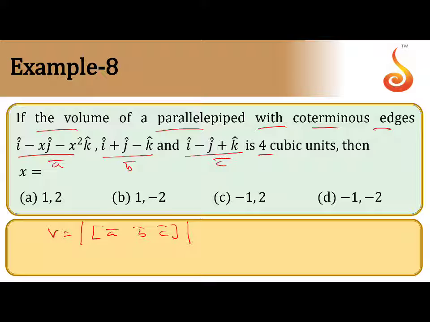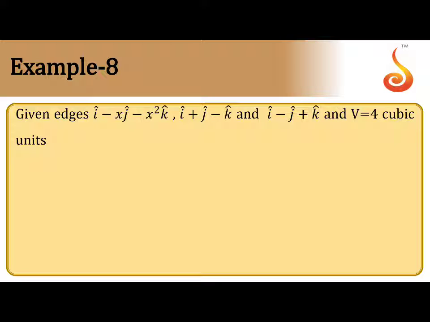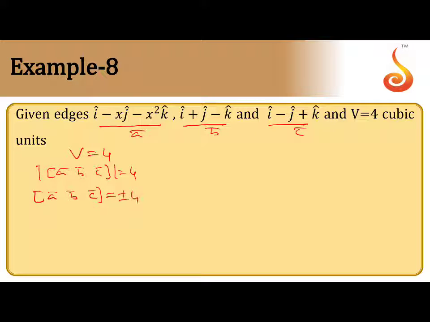Now the volume is given as V equal to 4. Therefore, box [a, b, c] is equal to 4; only then can we solve the question. So now I will take the next page. Let us take edges as a bar, b bar and c bar. What is given? V equal to 4. So the magnitude of box [a, b, c] equals 4, so box [a, b, c] equals plus or minus 4.